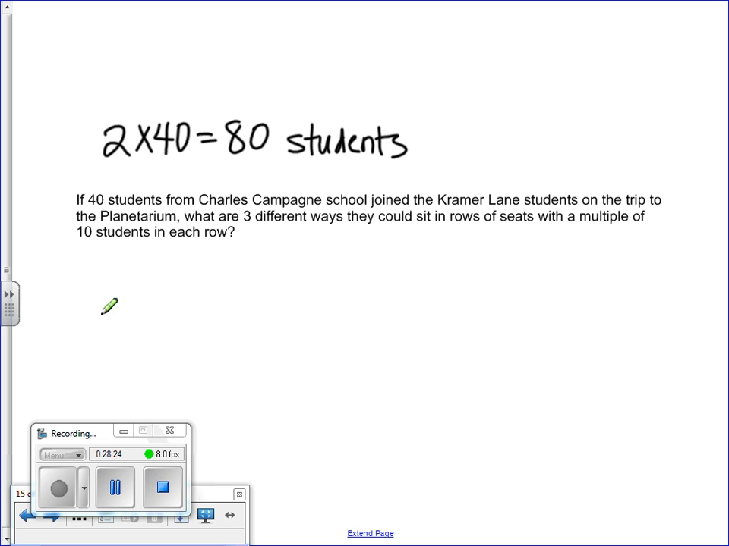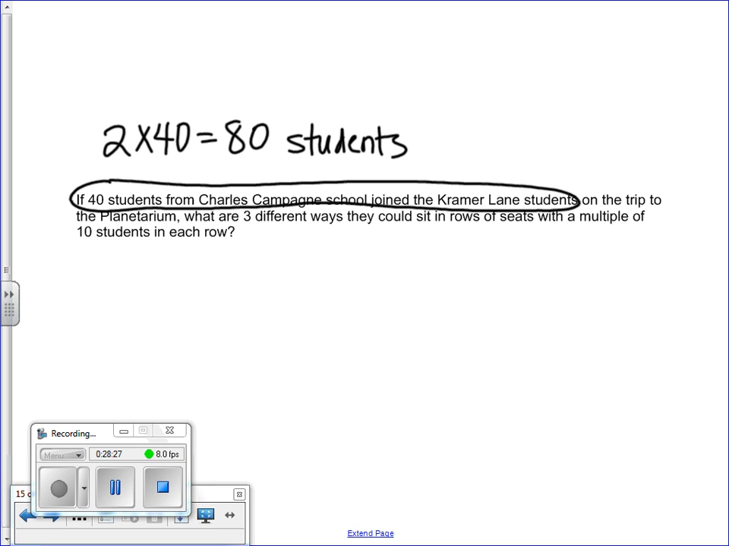40 students from Charles Campaign School joined the Kramer Lane students on the trip. How many students are there all together now? Abby? 120. 80 from Kramer Lane plus 40 from Charles Campaign, and now there are 120 students. That's the first part, done.